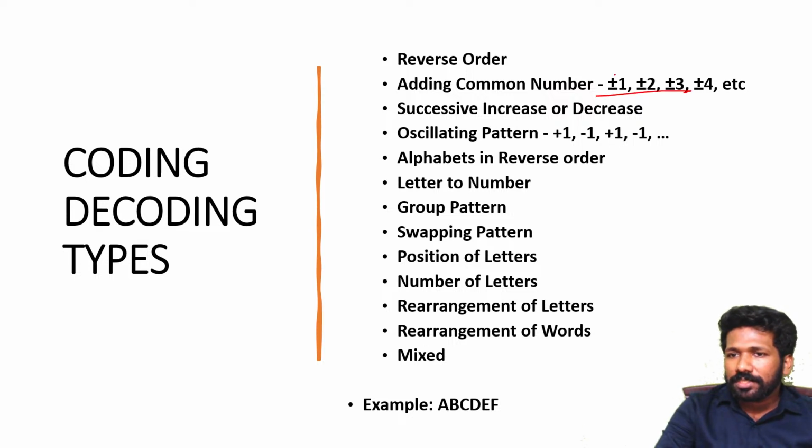Adding a common number. Say adding a 1 or adding a -1. Adding a 2 or adding a -2. Adding a 3 or adding a -3. Adding a common number means A, B, C, D, E, F.